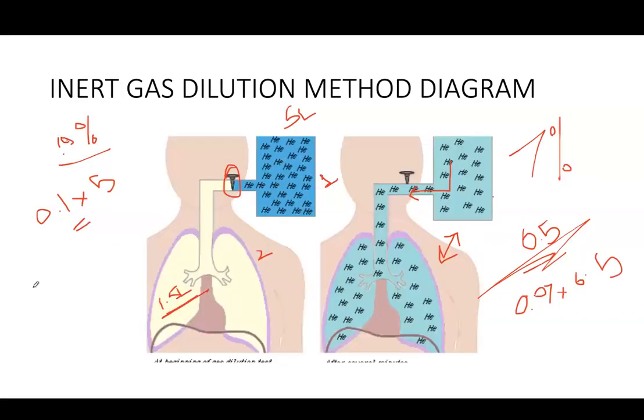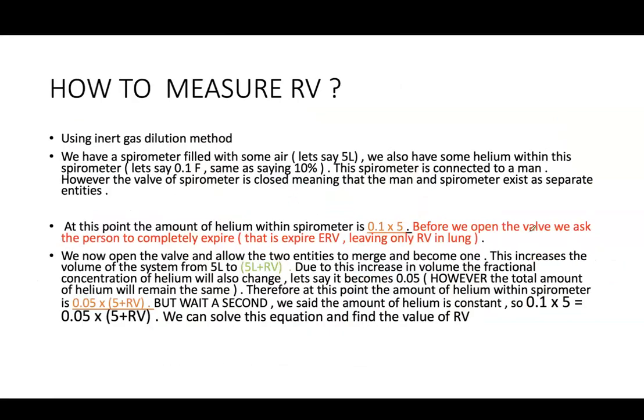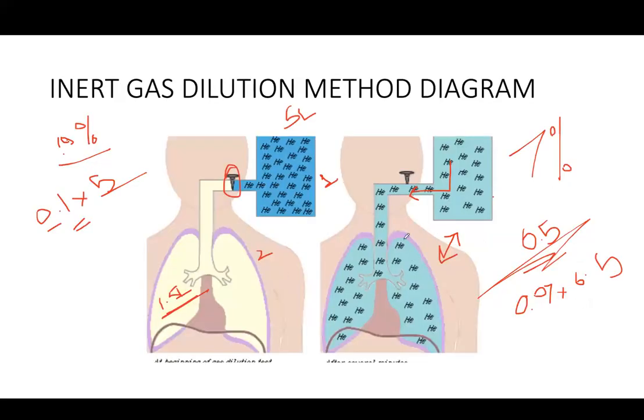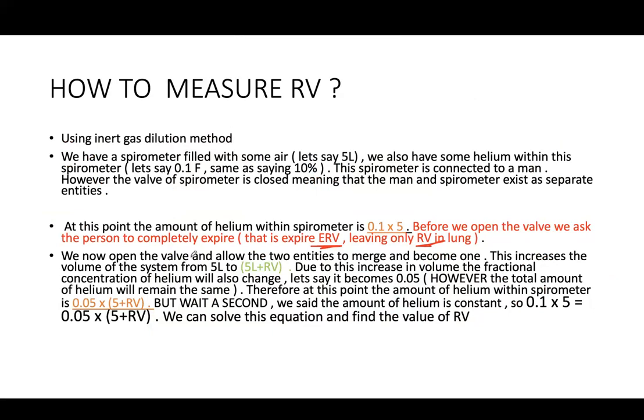As I said, we're trying to find the partial pressure, or like how much helium there is in molecules. So we multiply the concentration by the total volume, and we get 0.1 multiplied by 5. Now, before we open the valve, we ask the patient to completely expire, that is, expire the expiratory reserve volume, which is what he was keeping, but he can remove it forcefully. He removed this, and now there's only residual volume left in the lung. We now open the valve and allow the two entities to merge and become one big system. This increases the volume of the system from 5 liters to 5 liters plus the residual volume.